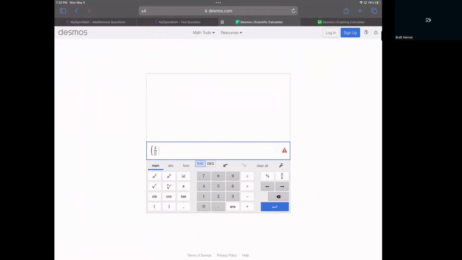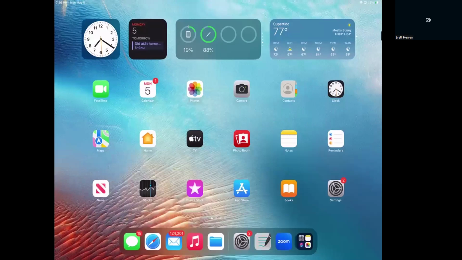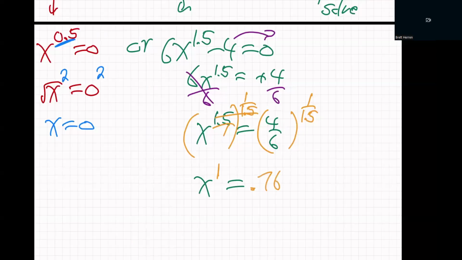So I'll go parentheses 4/6 to the power 1 over 1.5. There we go. Boom. 0.7631. That's where they intersect, and this one was 0.